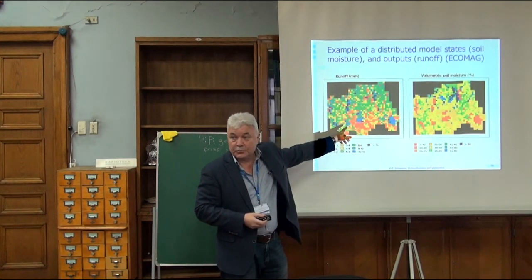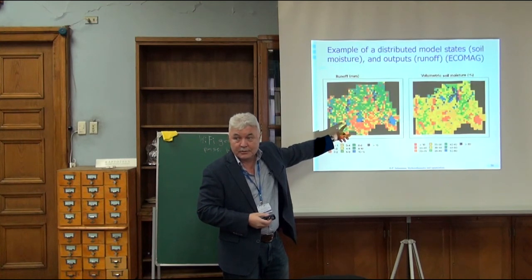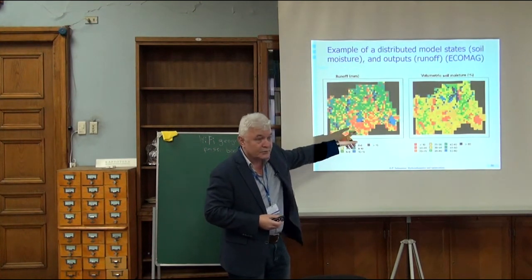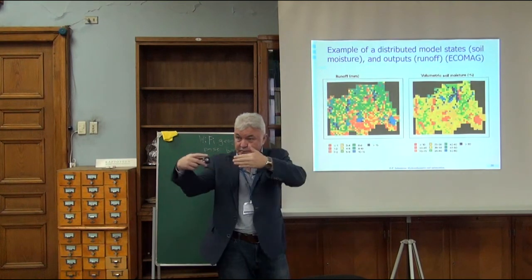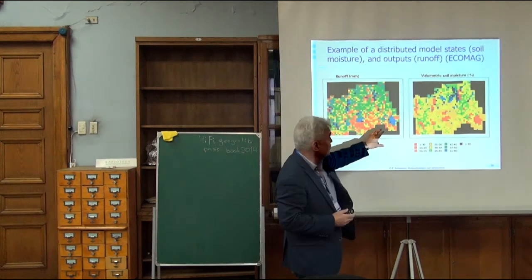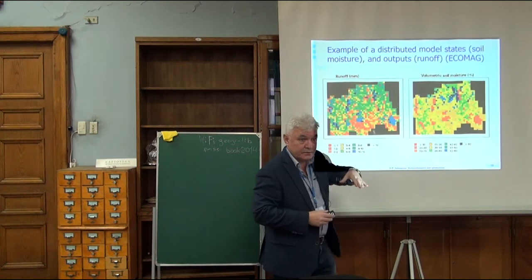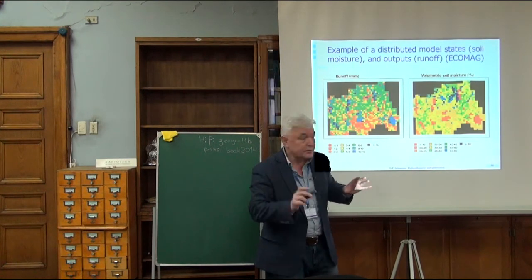These are runoff outputs. Yes, Yuri Georgievich? You see how many runoffs you have? So these cells are connected. So you don't have runoff only at the outlet, the gauging section, but also at many places.